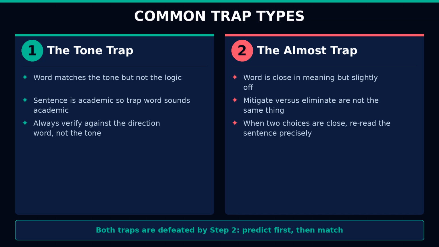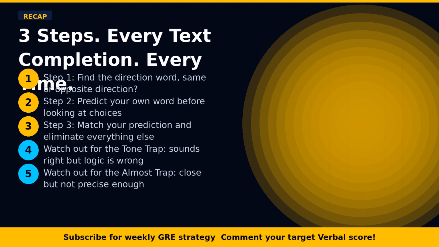Predict first, then match. 3 steps. Find the direction word, predict before you peek, and match your prediction. That is the entire method. Use it on every single text completion: 1 blank, 2 blanks, or 3 blanks. The logic is always the same.